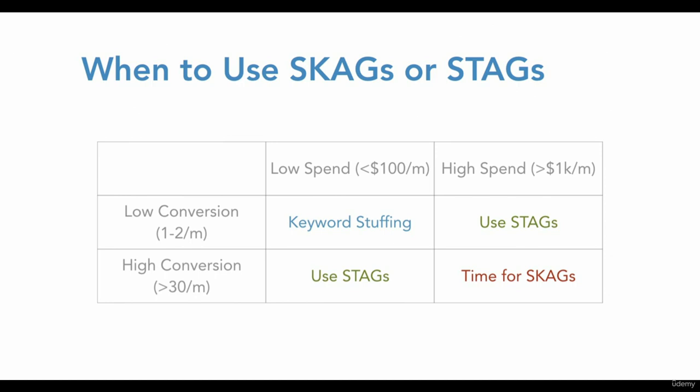Finally, it might be time for SKAGs, or single keyword ad groups, if you spend more than $1K per month per keyword and you get more than 30 conversions per month for those keywords. In this lesson, we have covered the differences between SKAGs and STAGs, and you should now have a good understanding of when to use them.